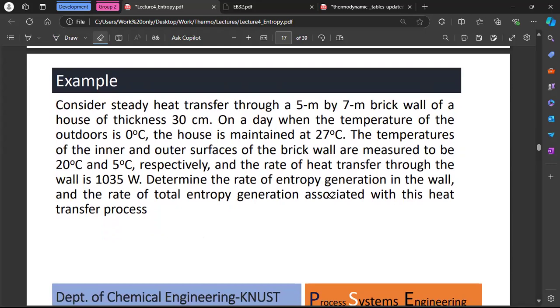It says consider steady heat transfer through a 5 meter by 7 meter brick wall of a house of thickness 30 centimeters. They're giving us the length, breadth, and then the thickness of the wall, right? On a day when the temperature of the outdoors is 0 degrees Celsius, the house is maintained at 27 degrees Celsius. Let me open this slide instead and use that one to go through the question.